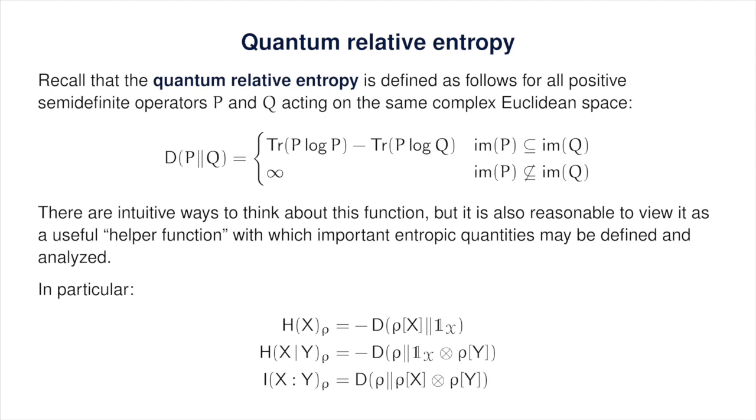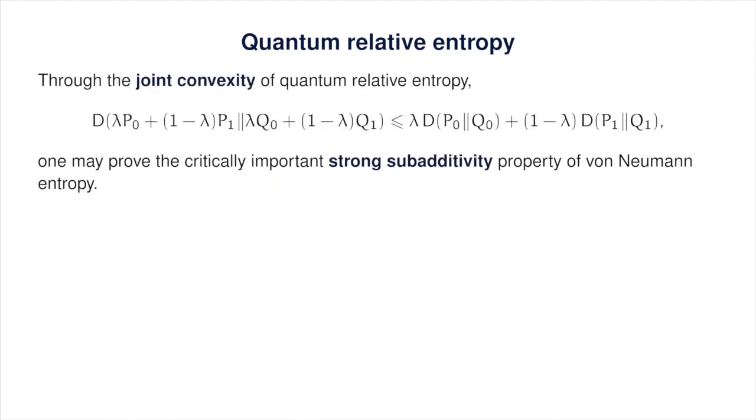In fact, you can, in some sense, think of the quantum relative entropy as being the more general notion from which these specific quantities arise. A highly noteworthy example, of course, is that through the joint convexity of quantum relative entropy, we may conclude that the von Neumann entropy is strongly subadditive, as well as closely related facts such as the data processing inequality.